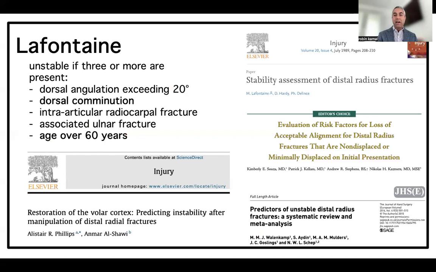So are there predictive models for instability after reduction of a distal radius fracture? This has been studied by a number of authors, the original being from LaFontaine with the criteria of 3 or more of the following present: angulation, comminution, intra-articular fracture, ulnar styloid fracture, or age. And these have been corroborated with a number of other studies, most recently from Nick Kasmer's group.